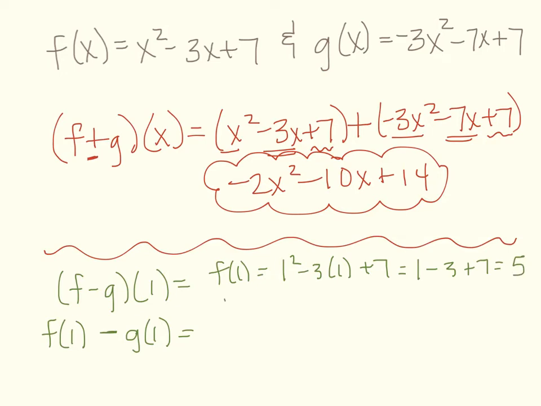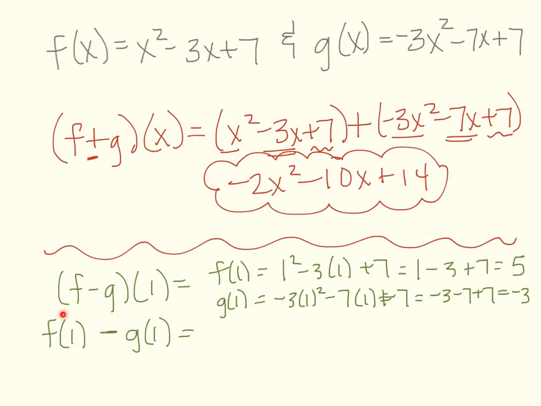Now let me find g of 1. Same thing. I'm going to go up here into my g of x, but instead of every x, I'm actually going to plug in a 1. So we get negative 3 times 1 squared, or negative 3 times 1, or negative 3, minus 7 plus 7, giving me a negative 3. g of 1 is negative 3.